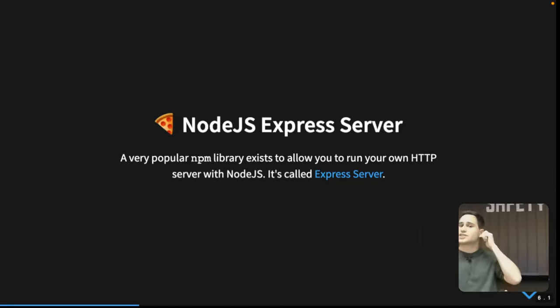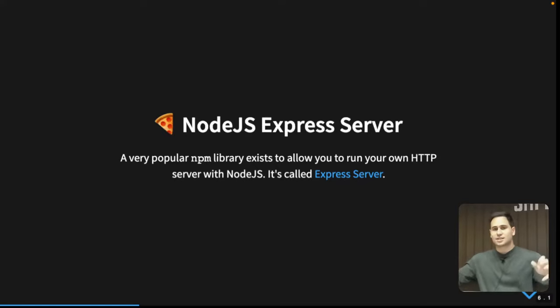So there's two components we said. There's the back end, there's the front end. They both need to have an understanding of the HTTP protocol, and that's fine. In Node.js, in JavaScript, there's now a couple packages for doing HTTP. The most common one is something called Express. It's a very popular Node library that allows you to run your own HTTP server with Node.